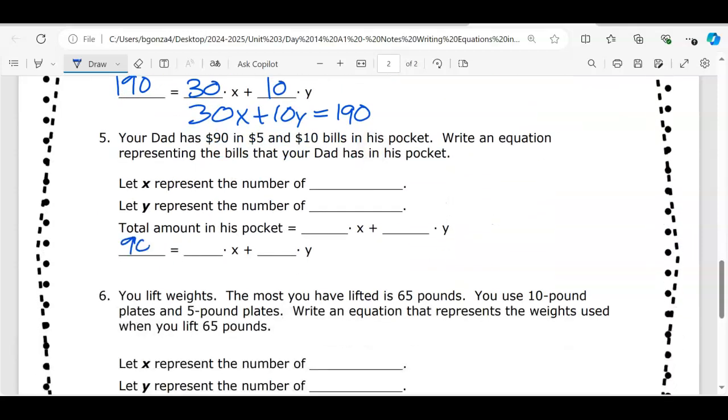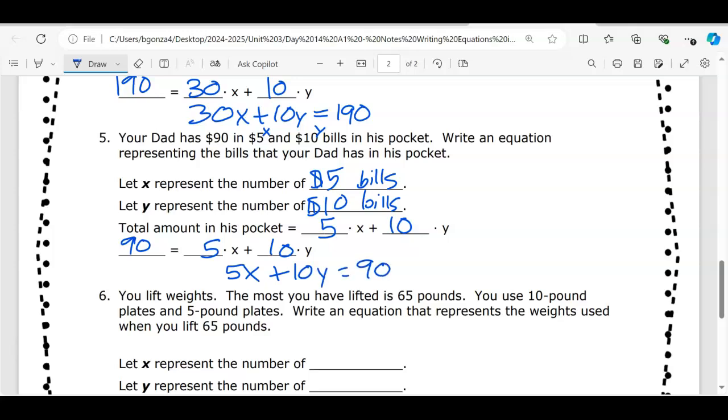Number 5. Dad gives you 90 bucks. Thanks, Dad. X is the number of $5 bills. And then Y is the number of $10 bills. And what do we do with that? Well, we know the total amount of money is 5 times X, 10 times Y, right? The value of the bills. So we're going to put 5x and 10y. The only way I would rewrite it is 5x plus 10y equals $90. All right.